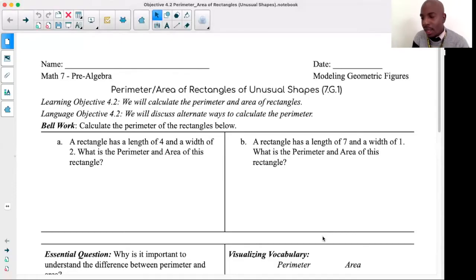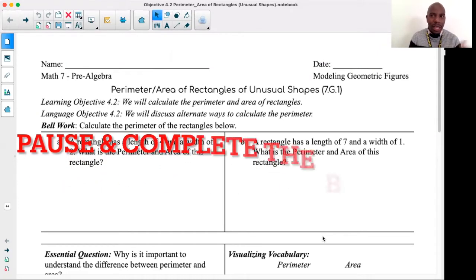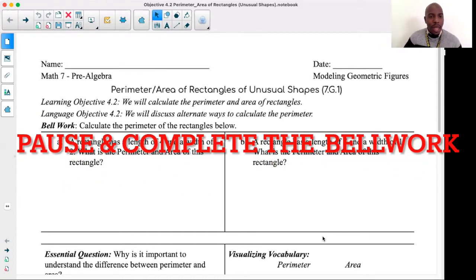All right, so do me a favor. Follow along with me in your actual packet. Turn to lesson 4.2, which is calculating perimeter and area of unusual shapes. As usual with every video, every lesson, take a moment to pause the video now and begin to work on the bell work.